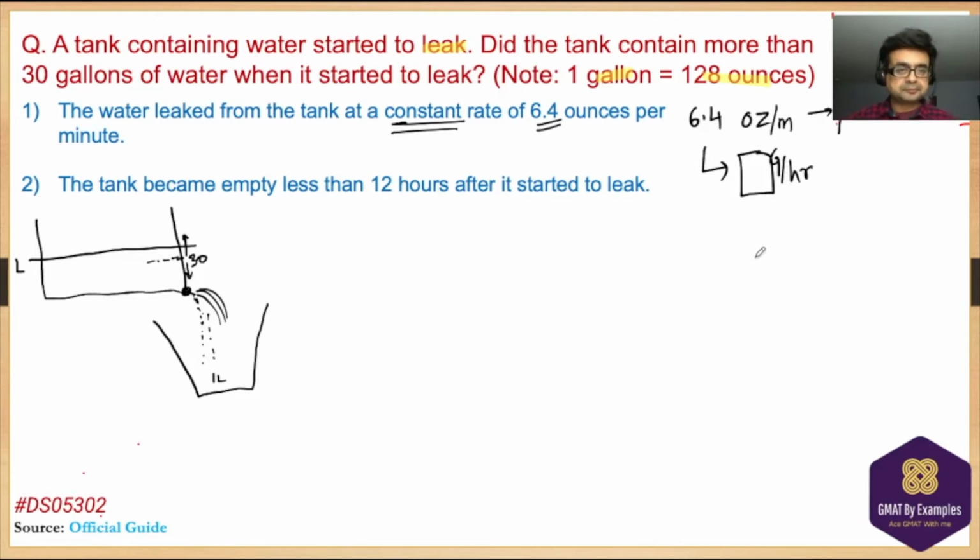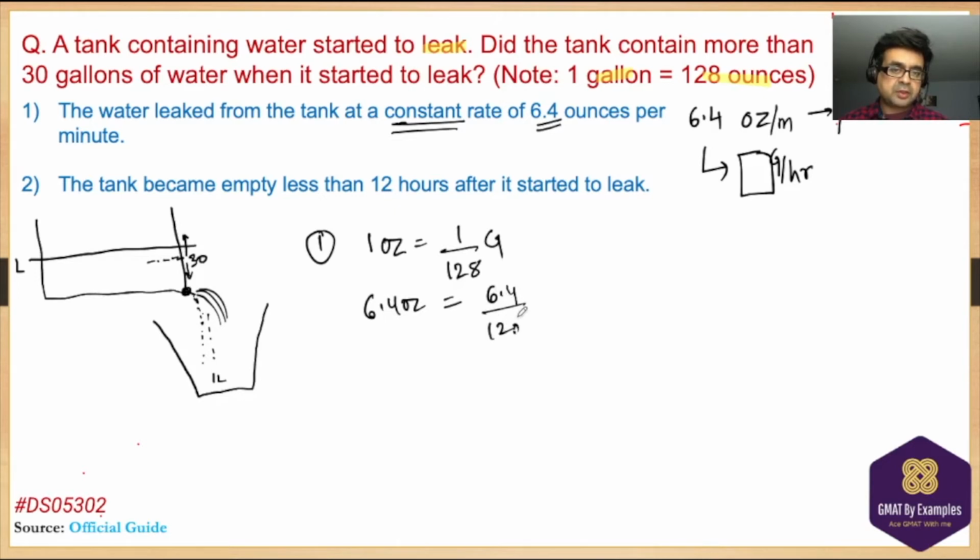Per hour. All right, so let's look at that. So statement number one, first step is converting the 6.4 ounces per minute to gallons. We are given 1 gallon equals 128 ounces. That means 1 ounce equals 1 by 128 gallons, which means 6.4 ounces equals 6.4 divided by 128 gallons.